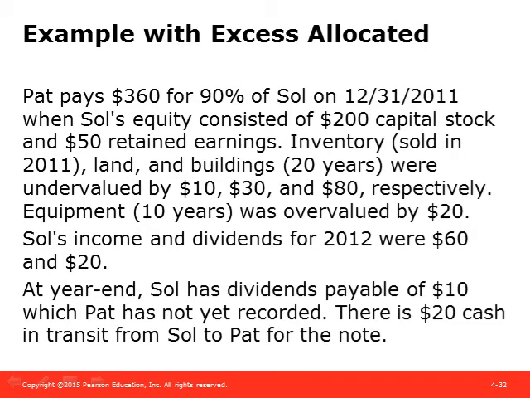Pat, as an example, so let's walk through an example where we have excess allocated. So Pat acquired its equity interest in Sol on December 31, 2011 for $360,000 in cash when Sol's stockholders' equity consisted of $200K capital stock and $50K in retained earnings. So this price implies a total fair value of $400K for Sol. That is $360K divided by the 90% ownership equity that was acquired. On that date, Sol became a subsidiary of Pat.